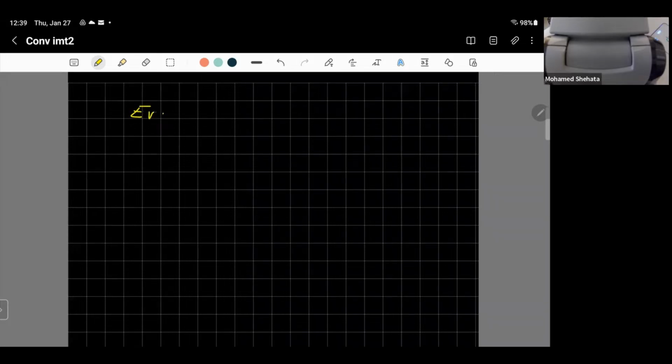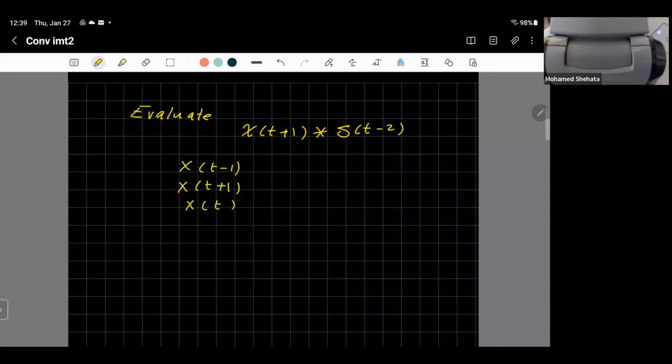The question is: evaluate x(t + 1) convolved with delta(t - 2). It's multiple choice, and you have choices like x(t - 1), x(t + 1), x(t), x(t - 2), and a fifth choice, E. Choose between A, B, C, D, E.